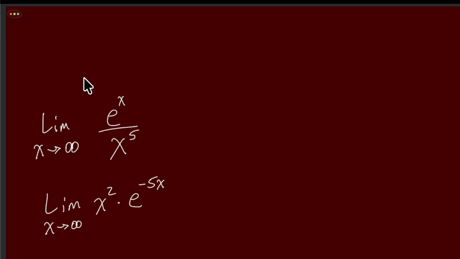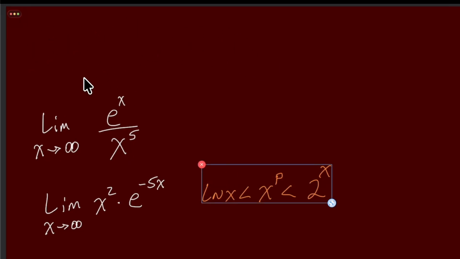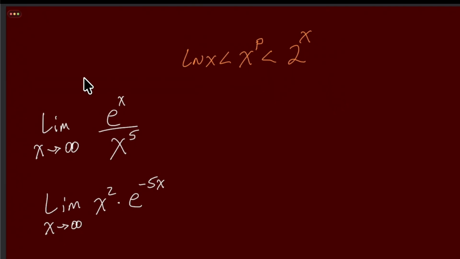For the next limit, we're going to bring back our list. And remember that e to the x, which is going to be represented over here, similar to 2 to the x, is going to grow much faster than the x to the 5th. Therefore, this whole limit is going to head towards infinity.